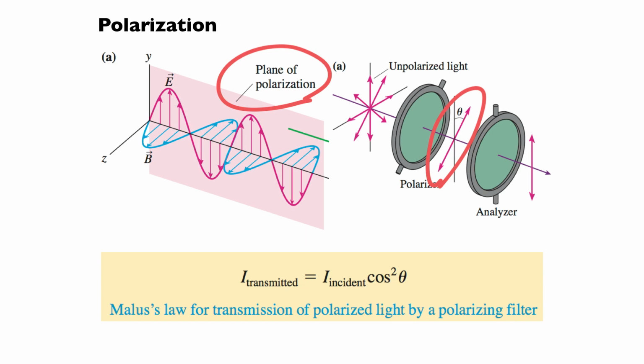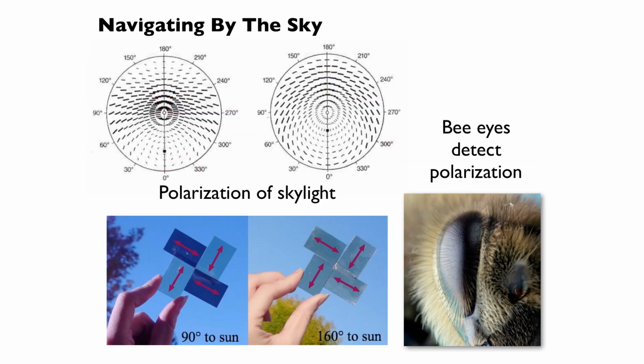We're not going to worry about the quantitative details of that, but we will worry about polarization because there are some very interesting applications of polarization. And one of them is this. It turns out the light from the sky is polarized. So here's a little picture from the textbook of 4 polarizers.